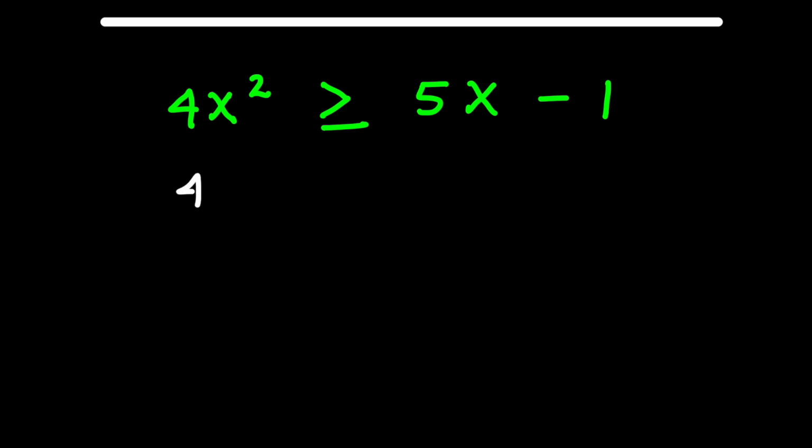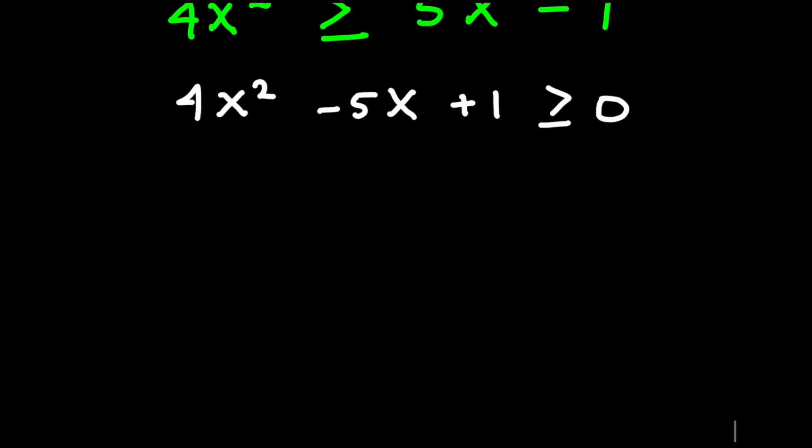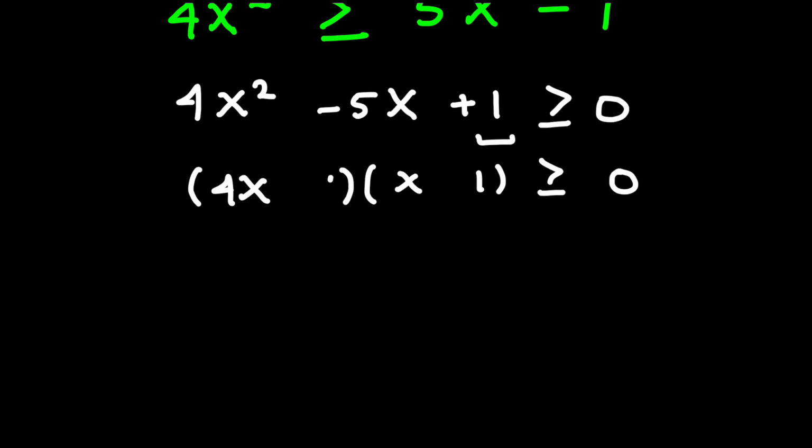So this is going to be 4x squared, right? Then we're going to bring 5x to the left-hand side, so it's going to be minus 5x, and then negative 1 to the left-hand side, so it's going to be positive 1. This is greater or equals to 0. Then at this point in time, we are going to factorize here in this fashion. So it's going to be 4x and x, then the c term here is 1, right? And this is going to be a negative, right?